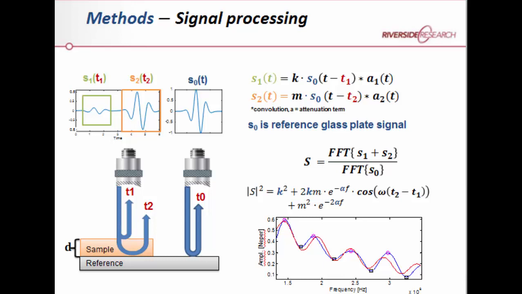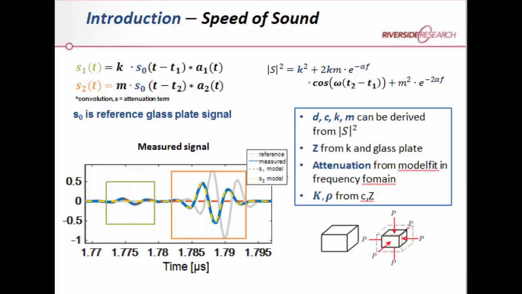Going too fast. Model it by a summation of 2 of our reference signals, and these signals are just modified in amplitude and shifted in time, and also modified by an attenuation term. Well, what you can show is if you just take the Fourier transform of this model and divide it by the Fourier transform of our reference signal, then you can come up with this term.